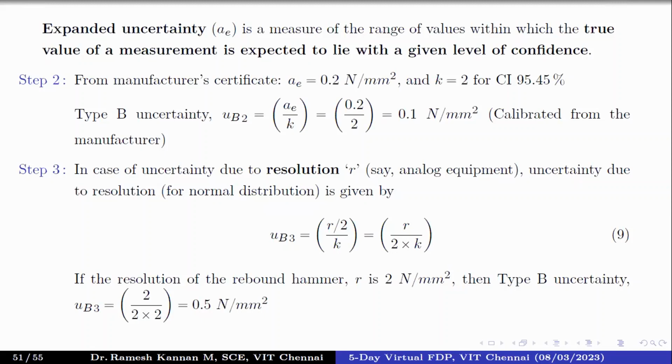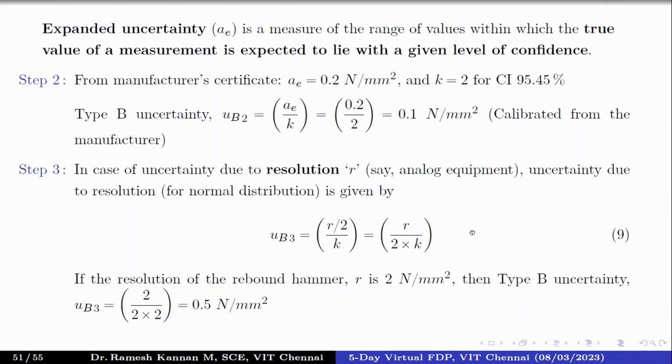But for the analog, remember the classical UTM machines where they have KGF. People have a hard time converting that into MPa, right? That is where you really have to worry about resolution. Generally, it is the resolution divided by 2, and divided by the K value from the manufacturer. If you buy any rebound hammer, you'll have a manufacturer card and they will say 1 or 2 Newton per millimeter square. They do not guarantee you.